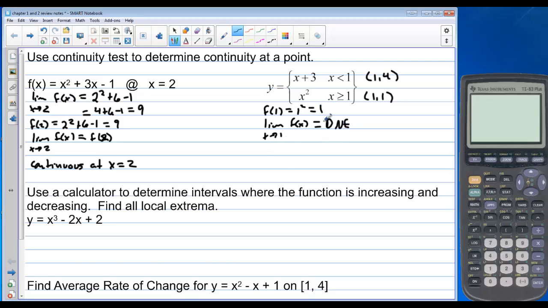And since the limit does not exist, we say that we have a jump discontinuity. A jump discontinuity at x equals 1.